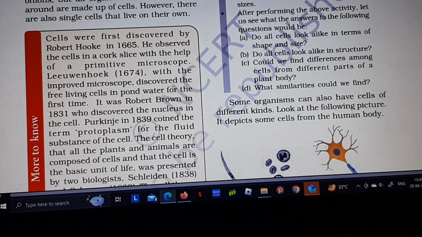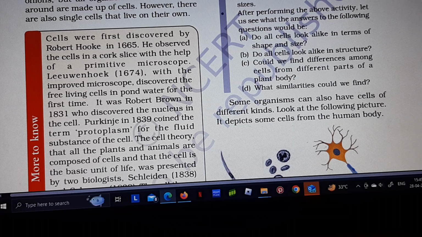Leeuwenhoek in 1674, with the improved microscope, discovered the free-living cells in pond water for the first time. It was Robert Brown in 1831 who discovered the nucleus in the cell. Purkinje in 1839 coined the term protoplasm for the fluid substance of the cell.